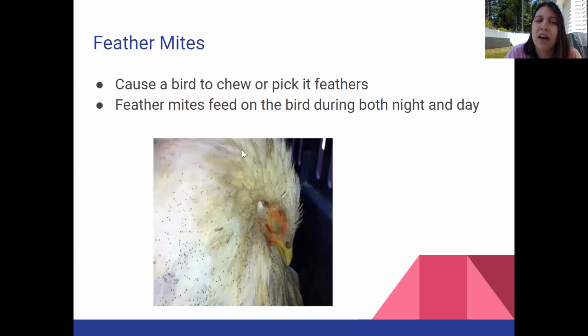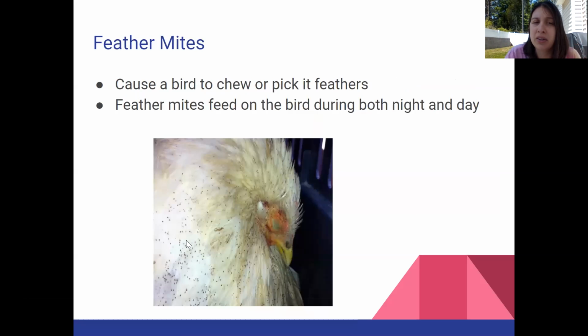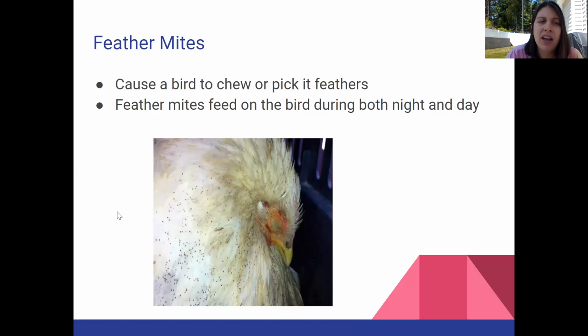Birds can also get feather mites, which are pretty similar to the red mites, except they're not red. These ones are going to be this brownish blackish color. They look pretty similar to coffee grounds. They'll cause the same thing though, and it'll cause the birds to pick and almost chew at their feathers to try to pull them out. You may be able to see them on the bird's feathers, since that's where they most commonly are.